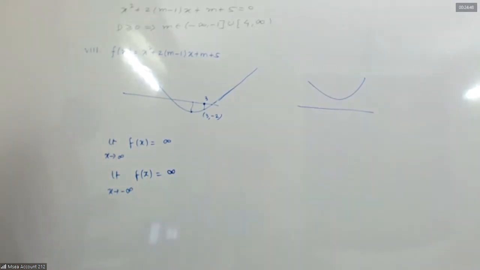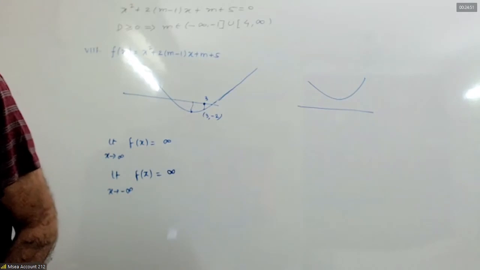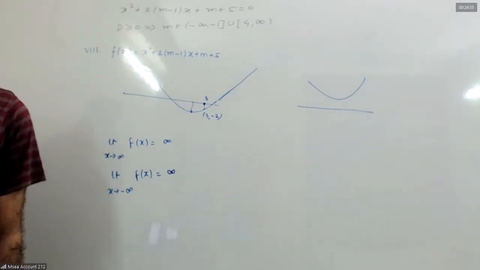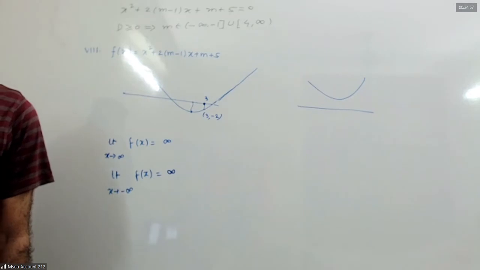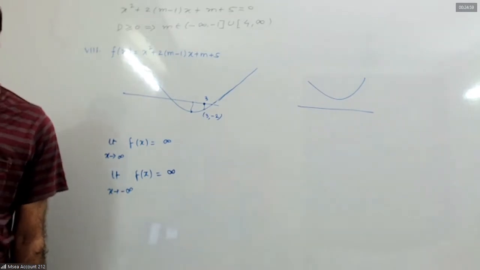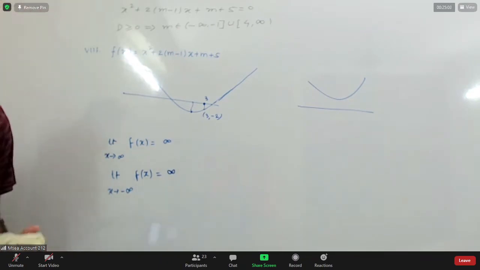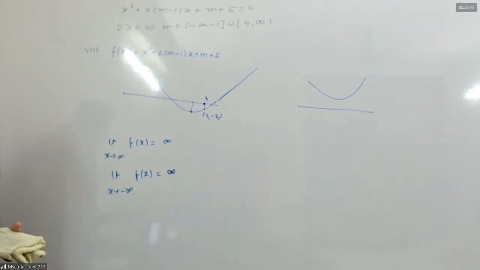So up to which bit have we completed? Both roots greater than 3. Next is both roots less than 3. Do it on your own. M belongs to minus 8 by 7 to minus 1 union 4 to infinity, for both roots less than 3.